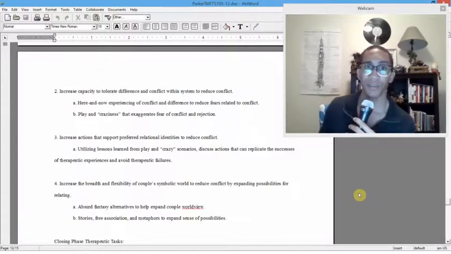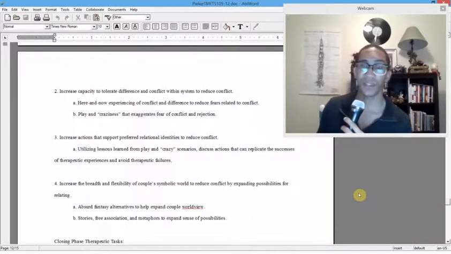Here-and-now experiencing of conflict and difference to reduce fears related to conflict. That might be a little bit different. A little bit difficult though, especially with someone with schizophrenia, because the fears and the conflict take on a different sort of atmosphere, a different sort of tone. They can be very vicious. They can be very consuming. And so you really have to watch out for that. You can't just dive into that, be there, and then say, let's grow from that, because that can be pretty devastating.